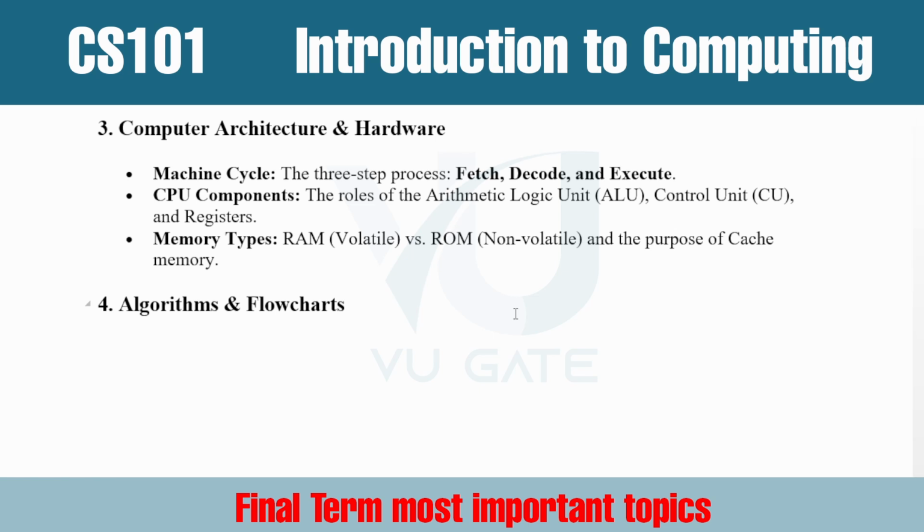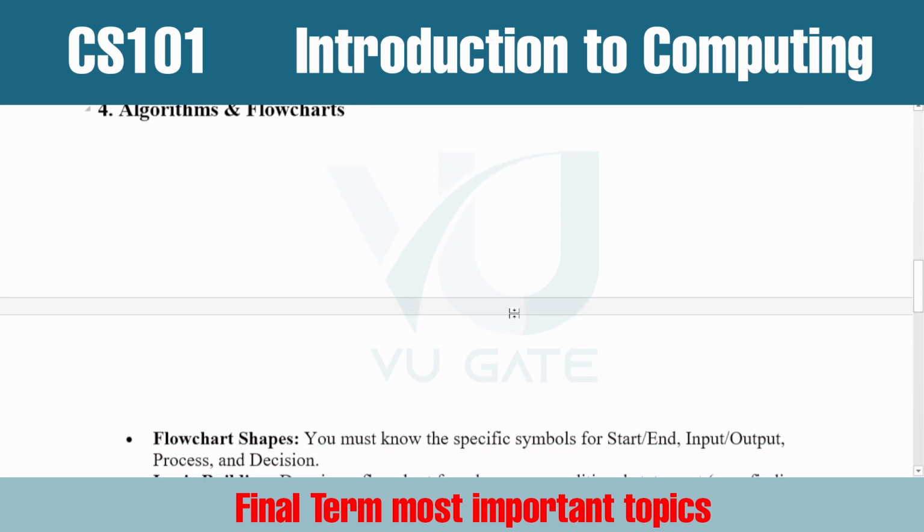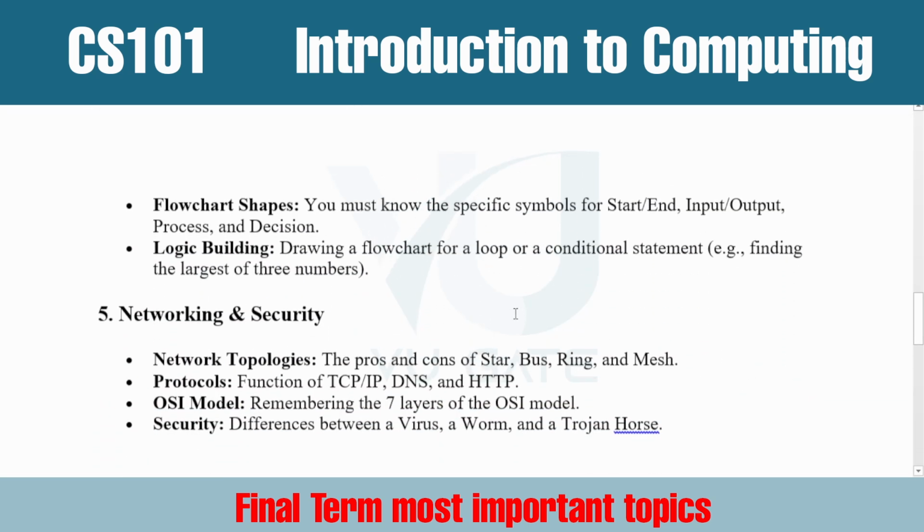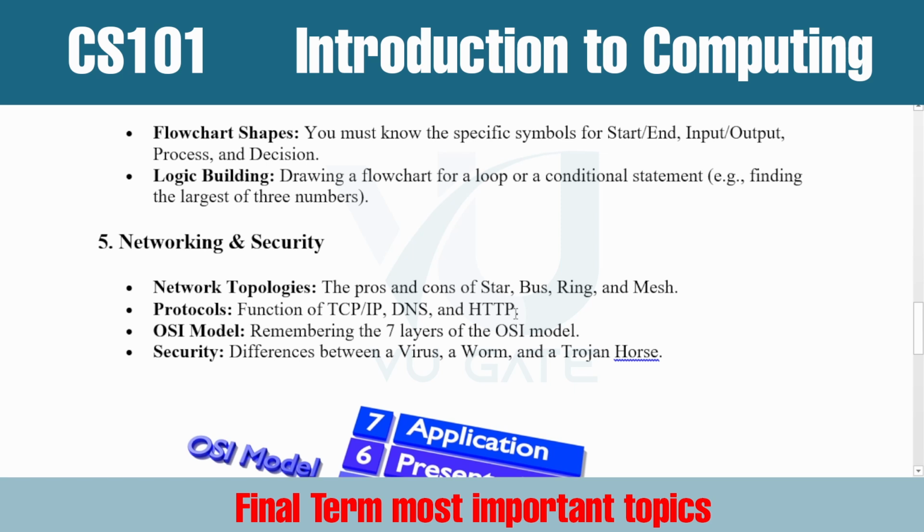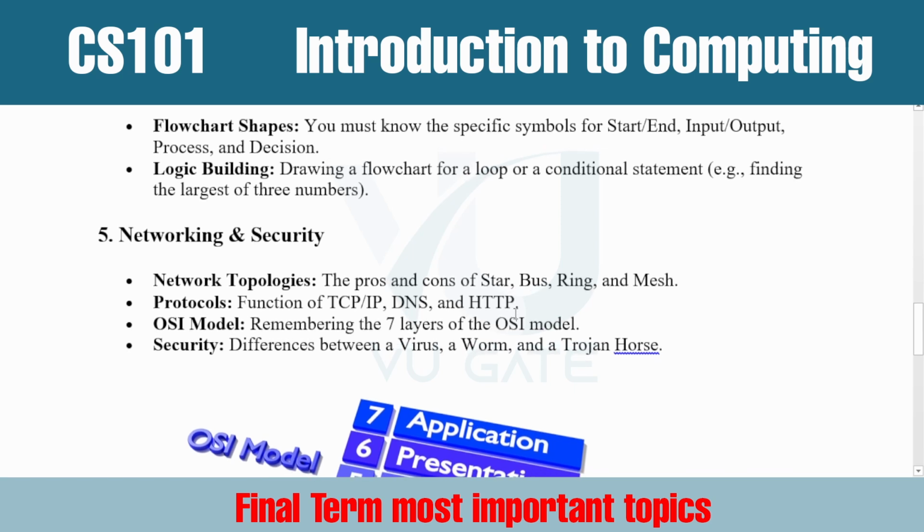Next is Topic 4, Algorithms and Flowcharts, where you must memorize specific shapes like the parallelogram for input and output and the diamond for decisions, which are used to show a branch or choice in the program's logic.